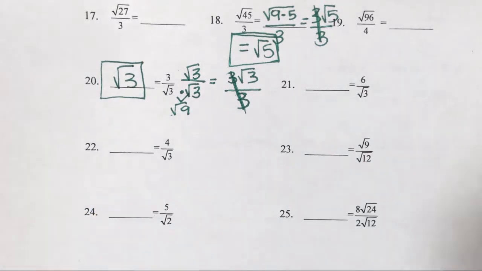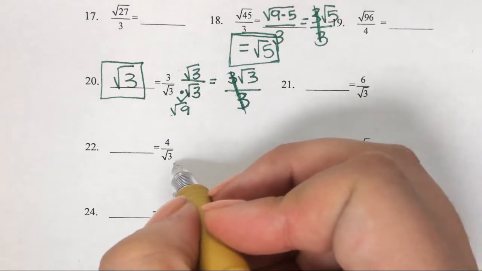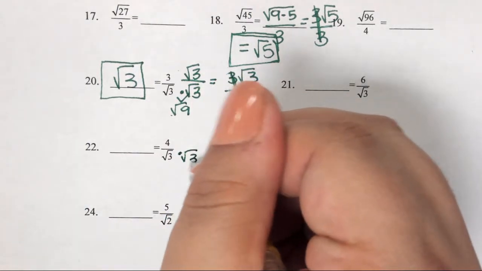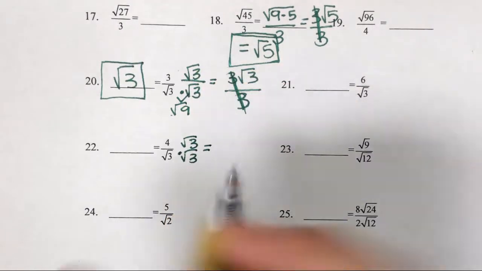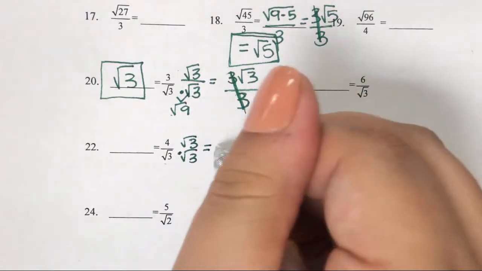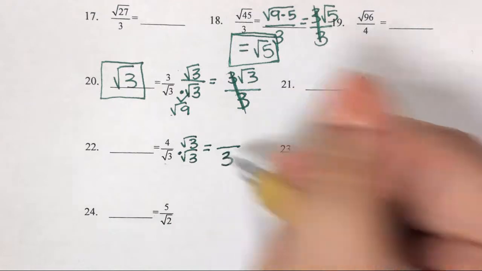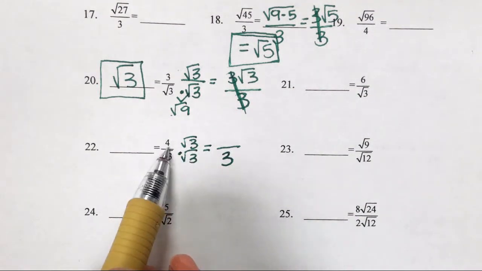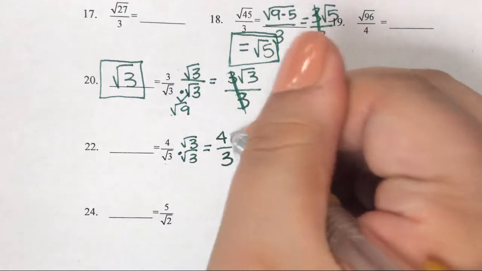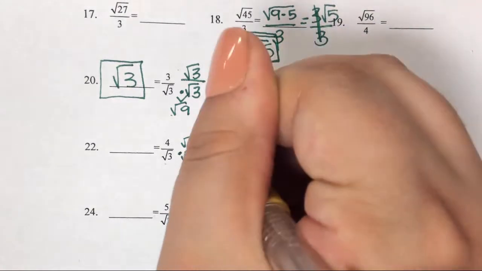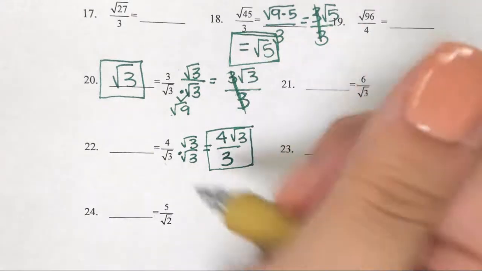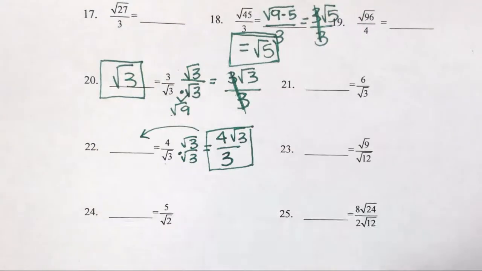Number 22, same thing. This one's outside, that one's inside. It's in the bottom, so I have to rationalize. I got to get rid of it. And whatever it is down here, it's just going to come out. That's how it'll always work. Again, I can't multiply these because this one's outside, that one's inside, so I'm just going to leave it. That's my answer. I can't reduce those because 4 and 3 don't reduce.